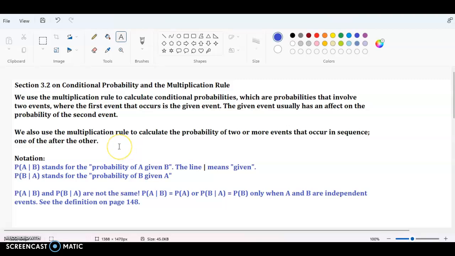We also use the multiplication rule to calculate the probability of two or more events that occur in sequence. So what that means is if you have two or more events that happen in sequence, one event happens after the other. So you have the first event followed by the second event, and if there are more events after that, then you have the third event and so on.